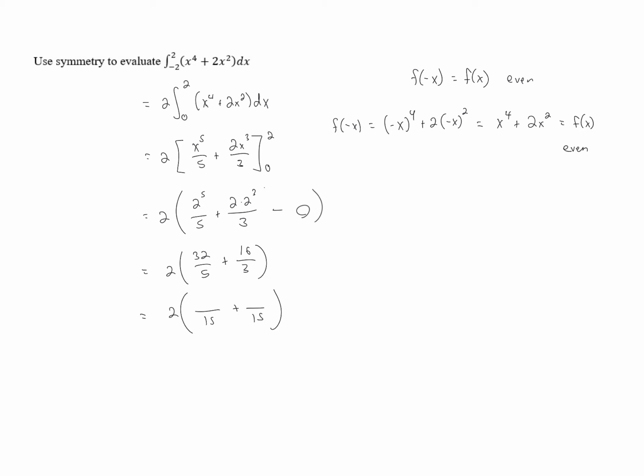This first one becomes 96 fifteenths, and the second one becomes 80 fifteenths. And then when we add those together, what do we get? 176 fifteenths. And I don't think that simplifies, but we can multiply that by 2. So that's going to give us, what, 352 fifteenths? And that is our answer. Not the nicest fraction in the world, but we can manage.